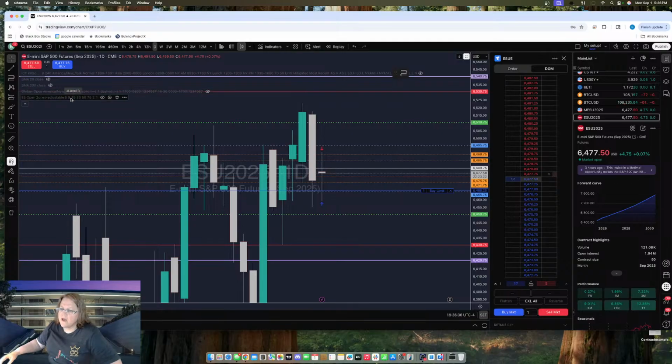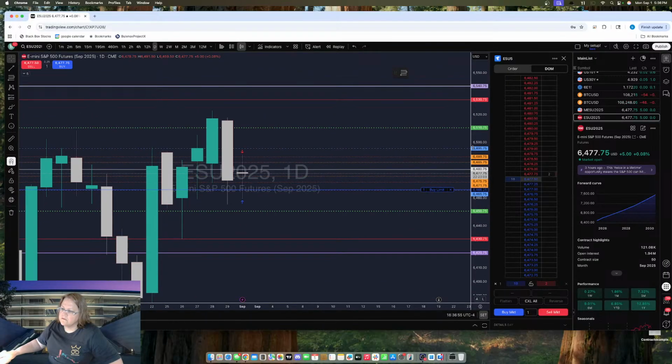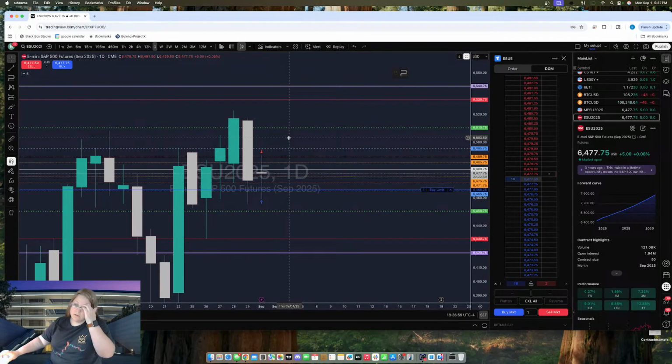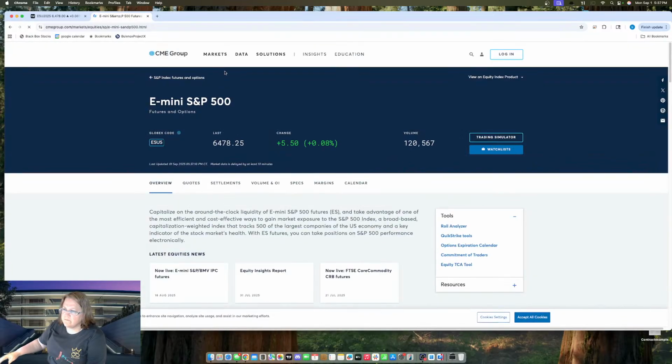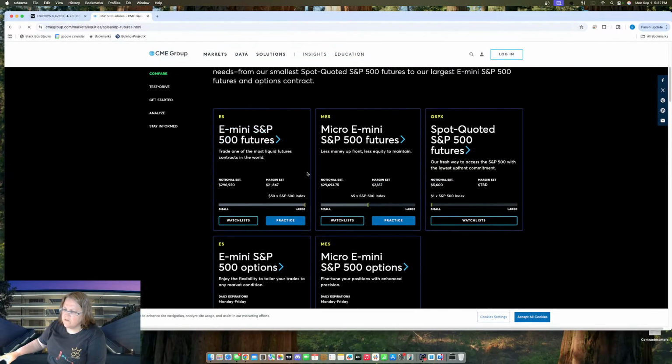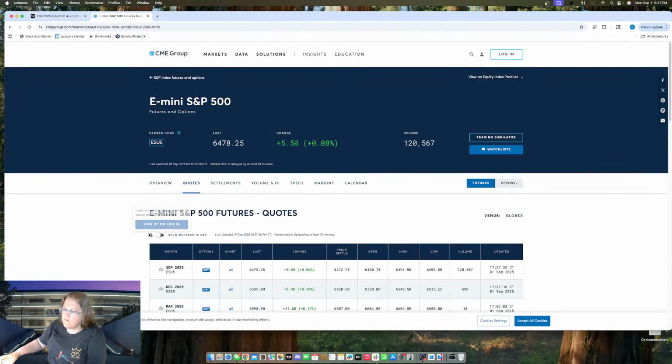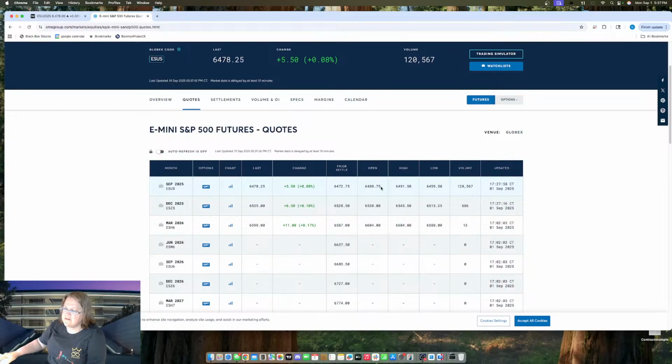I'm wondering if my guy coded that for the continuous contract and not the current contract. If so, that'll have to be adjusted for the indicator. If you guys ever have any doubts, you can go to this website, cmegroup.com/markets, and then you click on markets, ES, and then ES 500, and then go to quotes. This will show you the actual open, which is 6480.75.